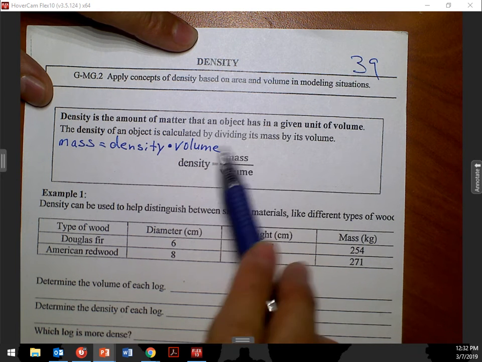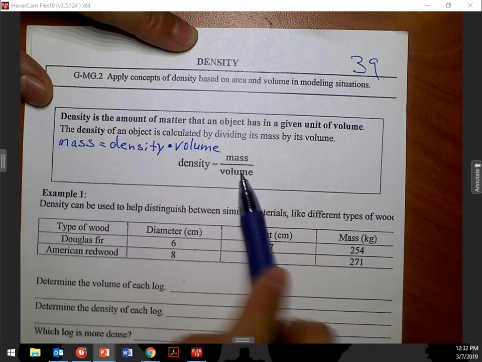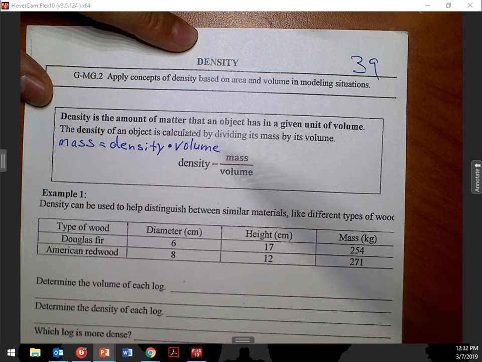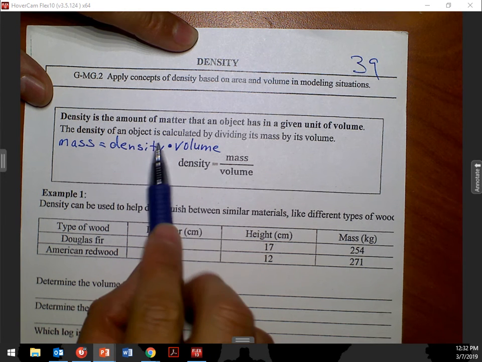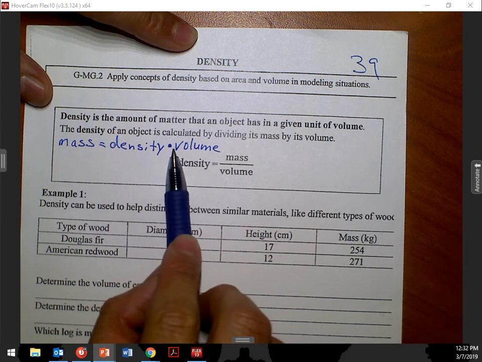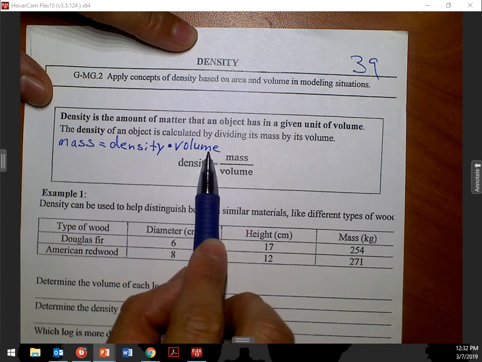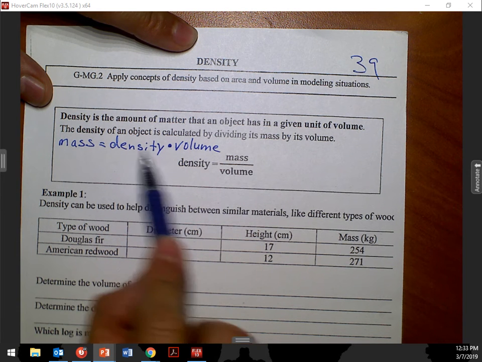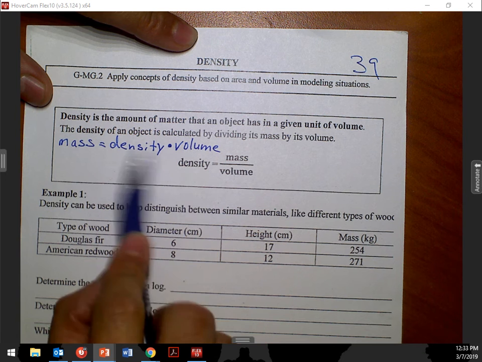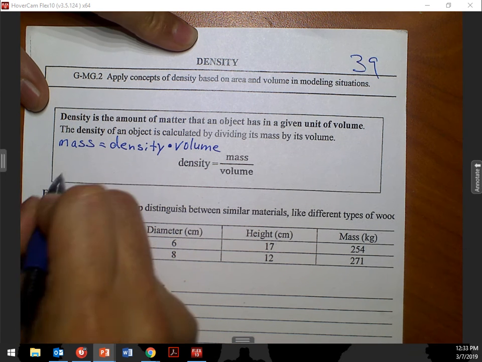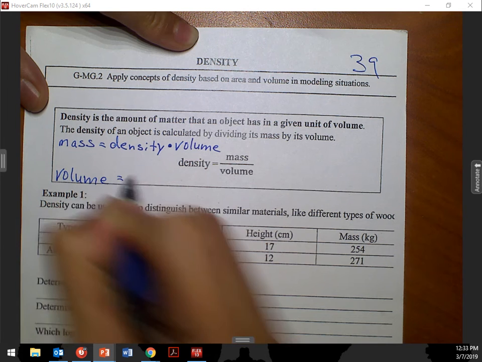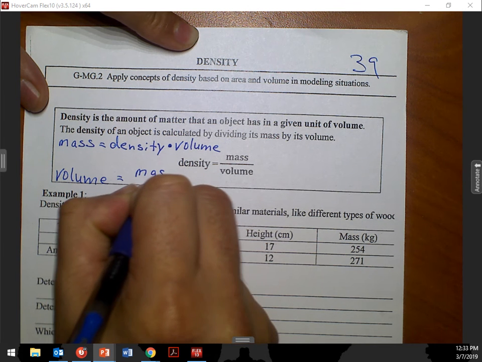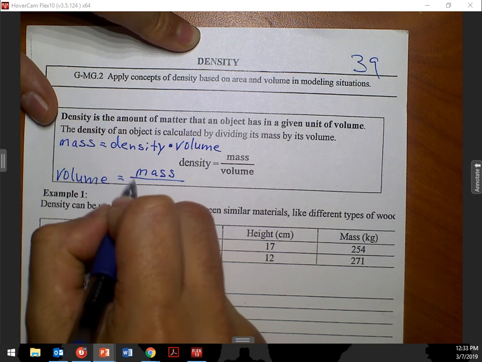So if mass is equal to density times volume, what would I do to try and get volume by itself? Okay, look right here. Look at this one right here, okay? What would I do to get volume by itself? Divide by? Density. Density, because I want volume by itself, right? So I'm going to divide both sides by density. So I could say that volume is equal to mass divided by density.